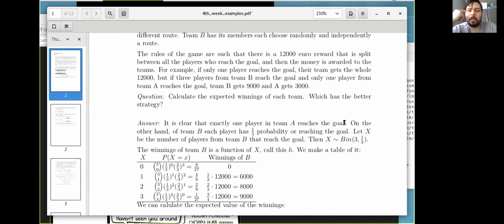On the other hand, there is a 4 in 9 chance of one player from team B reaching the goal. It's 4 out of 9 because that's 3 choose 1. So that's 3 times 1/3 times 4/9. So 3 times 1/3 equals 1, times 4/9. So that's the 4/9. And then winnings in this case would be 6,000. And 2 players reaching a goal, that's 3 choose 2. And then 1/3 to the power of 2, so that would be 1/9.